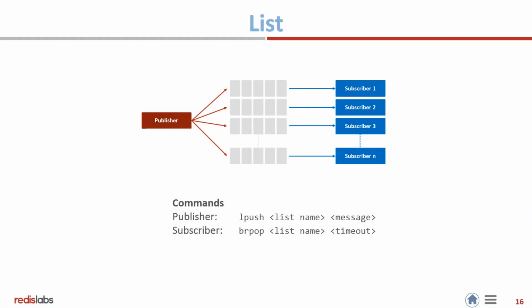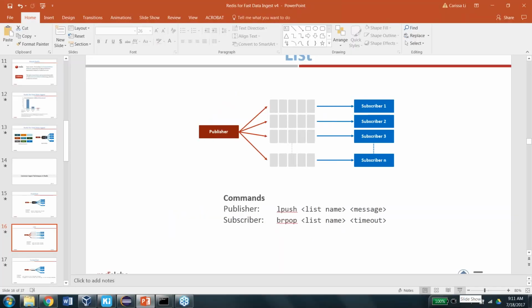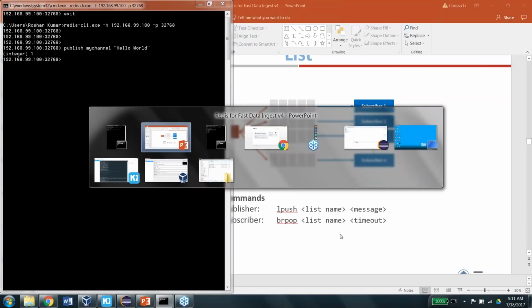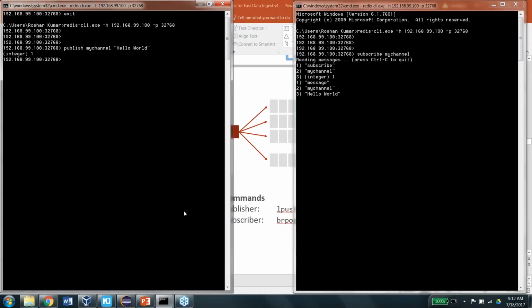The next one here is the list data structure. This is a very interesting data structure. It's like a linked list, if you're familiar with computer programming. You can add data to the right of the list or the left of the list, and you can pull the data from the other end. I'll again show an example here. What I'll do is a left push, so I'll do LPUSH, or you can do RPUSH if you want to push data from the right. It doesn't matter. So I'm pushing data to my list. My list is the name of my list. And I'll push hello world to my list.